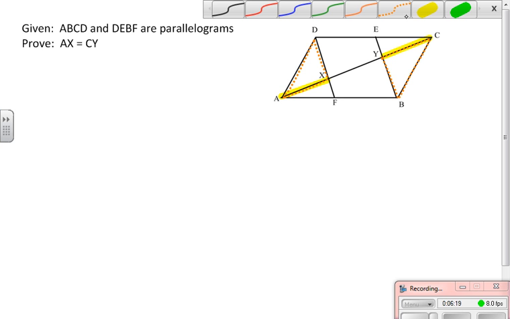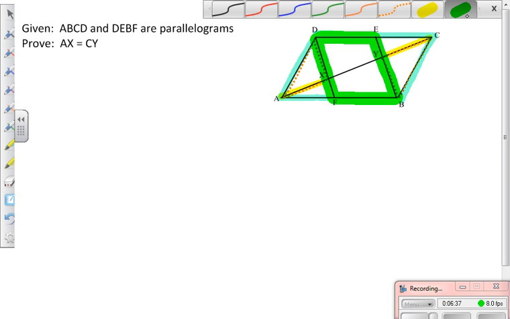What I'm given is a couple of parallelograms. So this is a parallelogram, and this is a parallelogram. Why does that matter? Because parallelograms give me equal sides, they give me equal angles, they give me parallel, all of those properties.